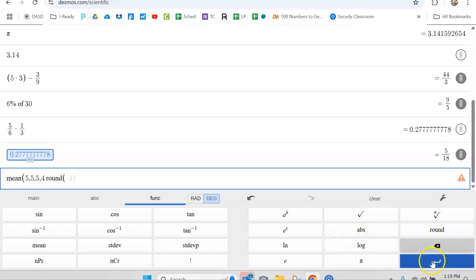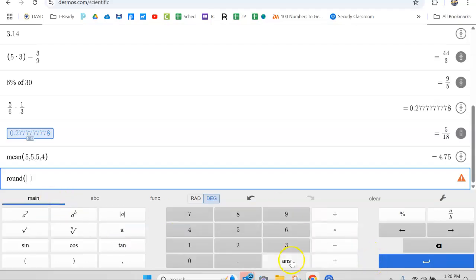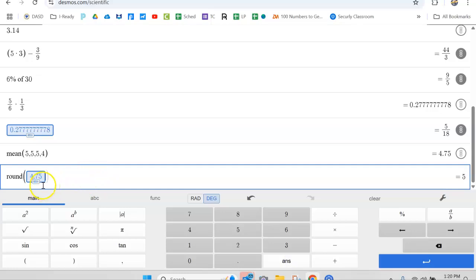So the round key, let me actually go back, and I'm going to press enter. Now I'm going to hit round. And let's say my question asked me to round this number, the mean of 3 5s and a 4, to the nearest whole number. So I could bring down my answer, go back to main. So the rounded version of 4.75 is 5. This will only round to a whole number. So it's a little bit limited. It won't round to the nearest tenth, hundredths, any other value. It will only round to the nearest whole number.